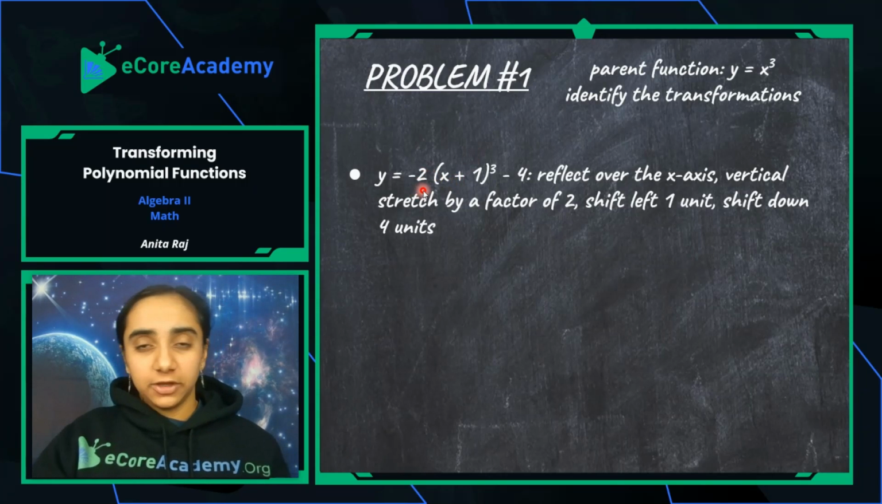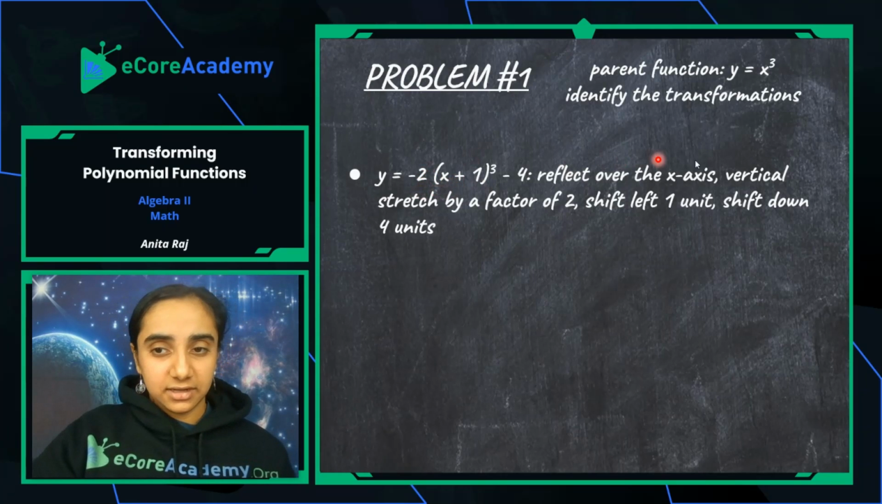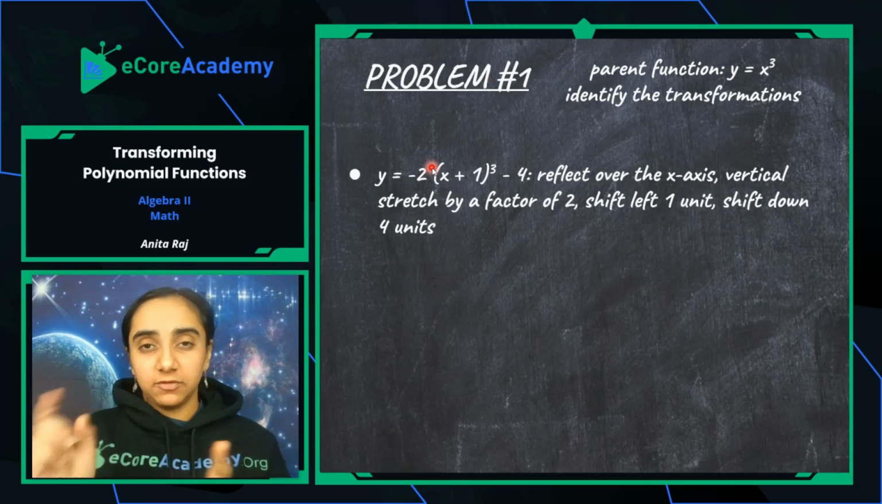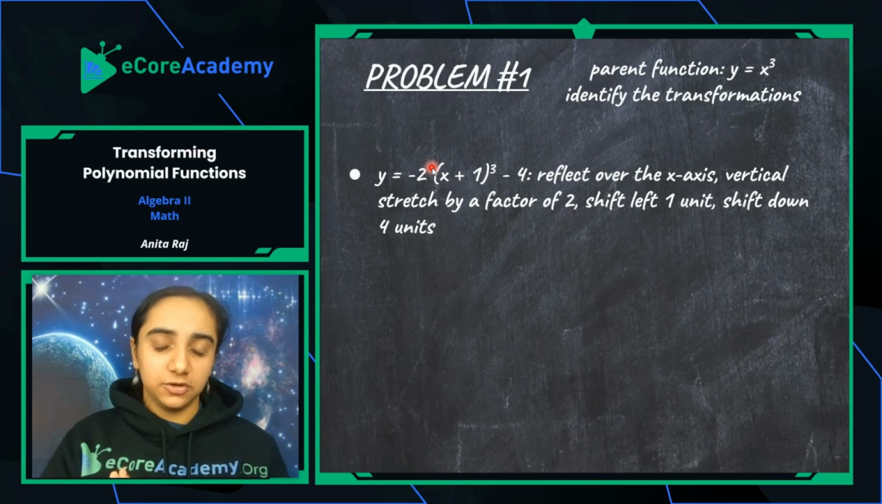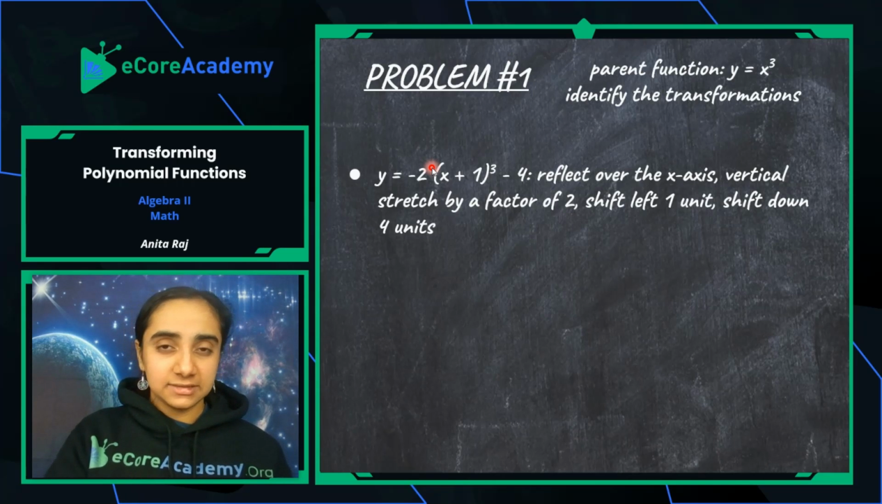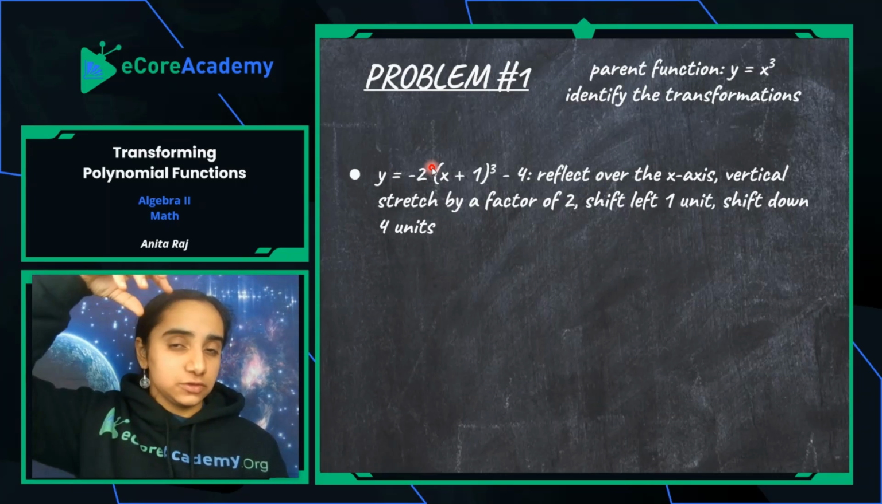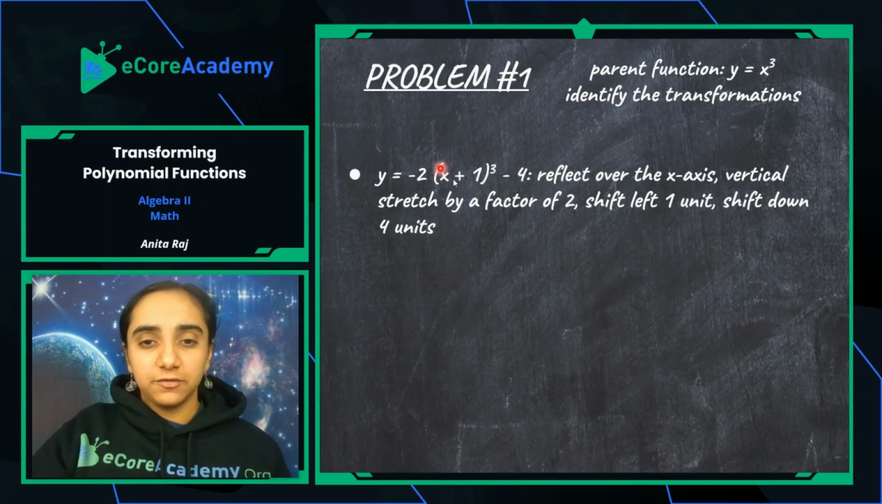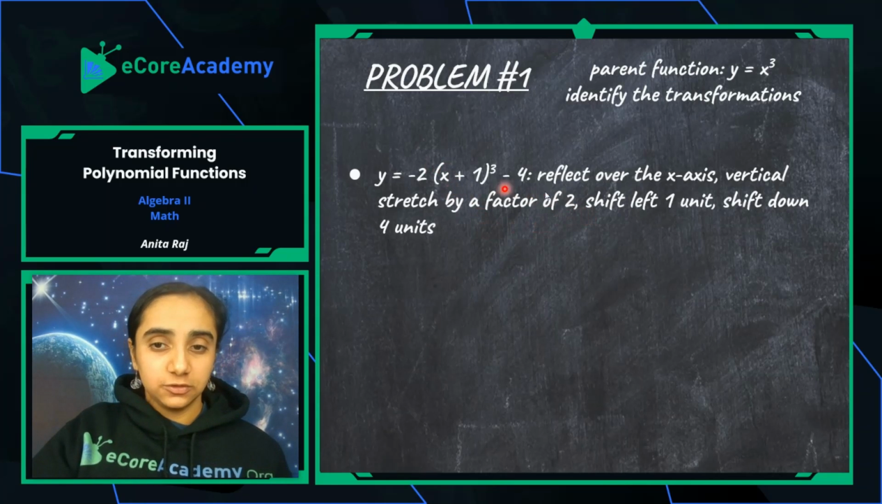If we have a negative, like we said, it's going to be reflected over the x-axis. I would think of the negative and the 2 as two separate things, and then you combine them in your description. So the negative implies that it's reflected over the x-axis. Then we look at the 2. 2 is greater than 1, so that implies that it's not a vertical compression. It's going to be a vertical stretch because your factor is greater than 1. So you're going to have a vertical stretch by a factor of 2. So make sure you mention the "by a factor of 2."